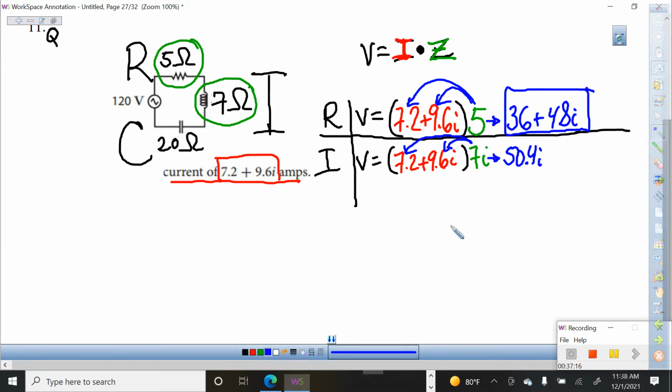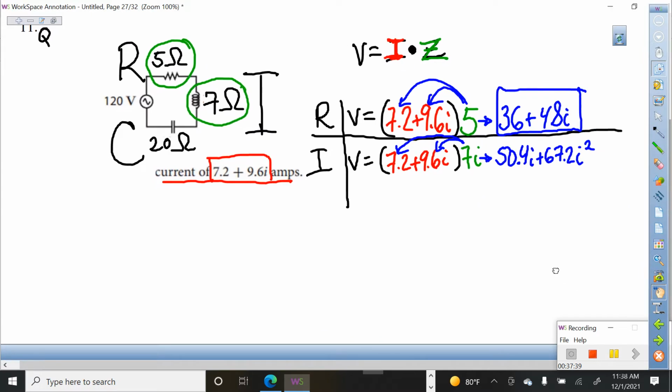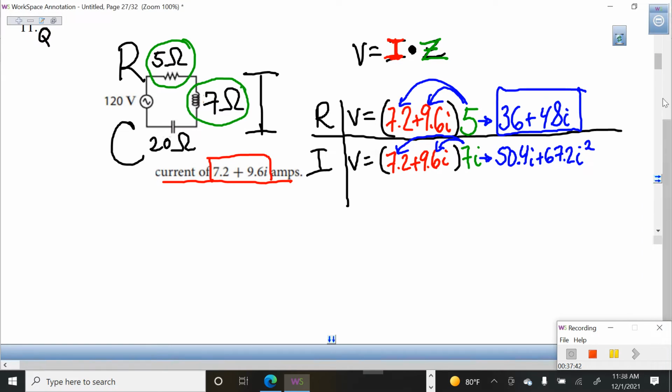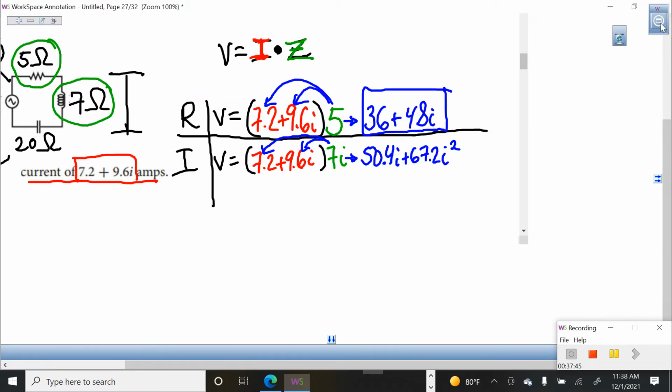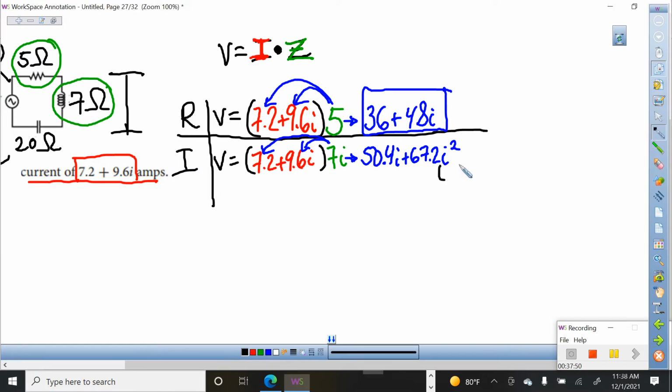7I times 9.6I, positive 67.2I squared. And before we do the last step, tell your neighbor not to forget something on there. What aren't we supposed to forget? Everyone? Yeah, very good. The -1 for I squared. If you forgot, make a note for yourself.